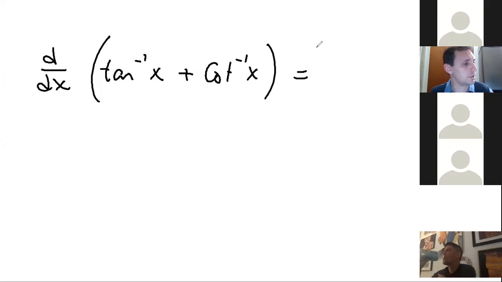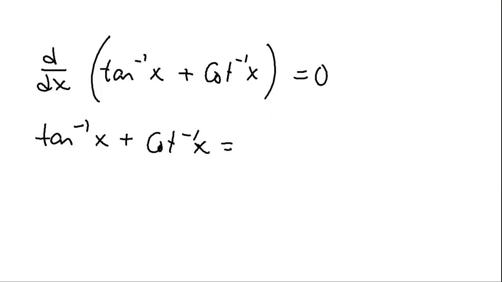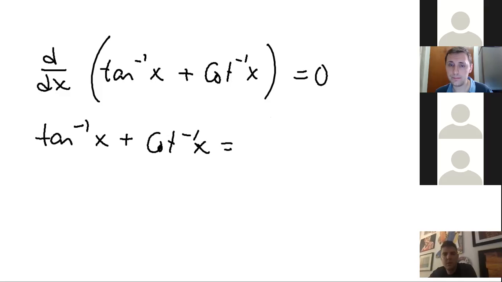Okay, very good. The answer is 0. What does it mean? What do I know from it about tangent inverse x plus cotangent inverse x? If the derivative is 0, it means that tangent inverse plus cotangent inverse is equal to a what? I found that this expression having x has a derivative equal to 0. That means tangent inverse plus cotangent inverse is what?